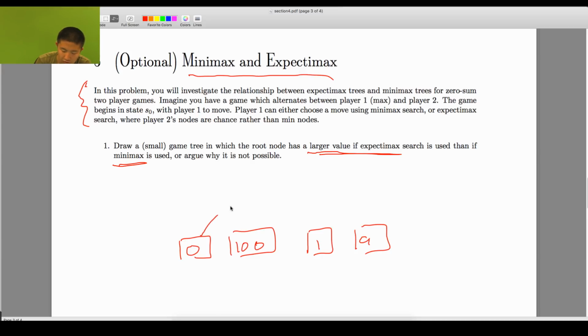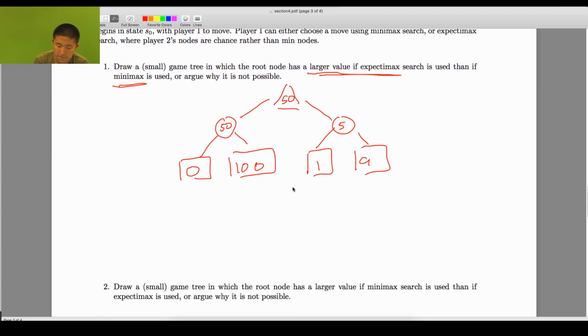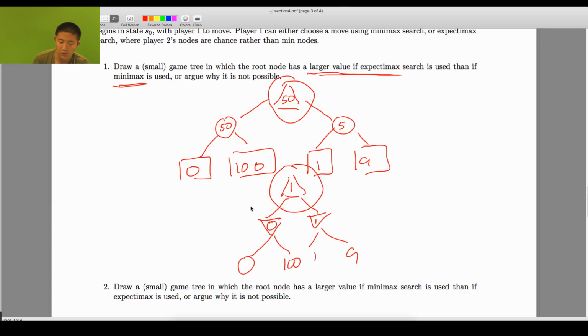Then our game tree would be like this. So this is expected max. Then this would be 50, this would be 5, and we would have 50 up here. But if this was a minimax tree, then here we would have 0, we would have 1, and then the maximizer would be 1. So as we can see, 50 is much greater than 1. So this is an example of a tree that satisfies the conditions described in this problem.